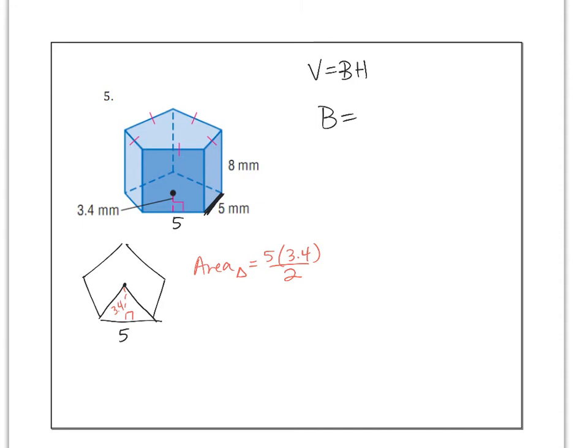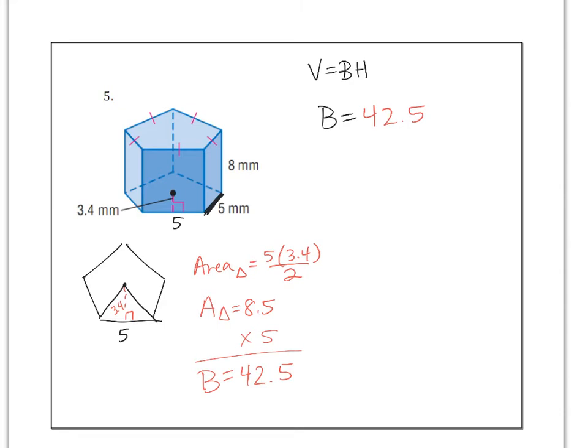So if you do that, let me type it in here quick, 5 times 3.4 divided by 2, you get 8.5. So the area of one triangle is 8.5. And then how many triangles would it take to fill up a pentagon? Well, it would take 5 of them. So then multiply that number by 5 and you get 42.5. So 42.5 would be the whole area of the pentagon, or in other words, our base area.